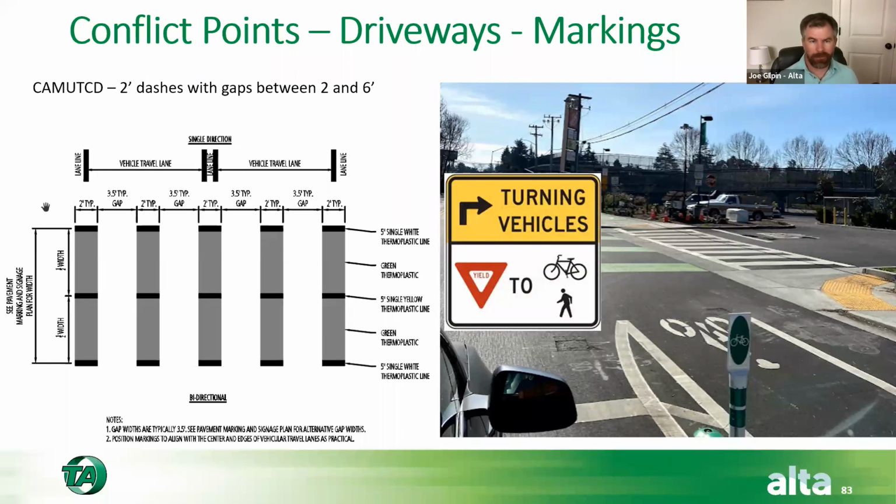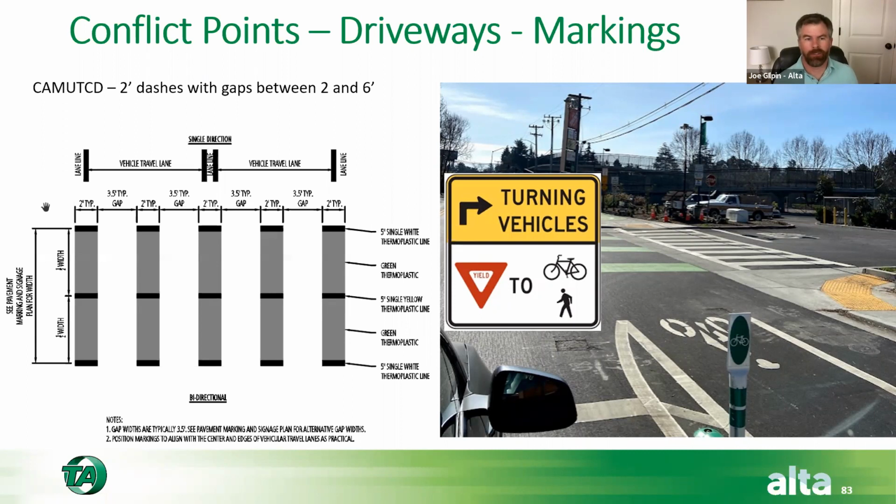And this particular sign has been used a lot. It's in the FHWA planning and design guide for separated bike lanes, but it did not, for whatever reason, make it into the draft MUTCD that was out last January. And so I don't know why. There was a ton of comments on it.